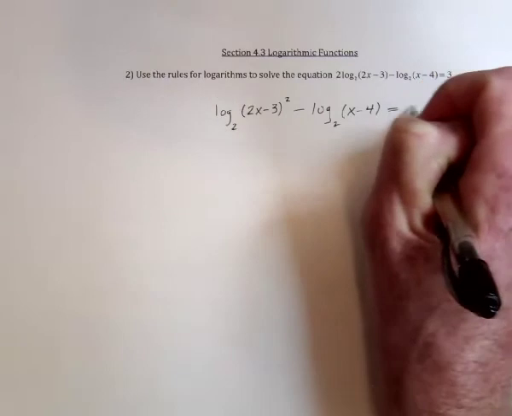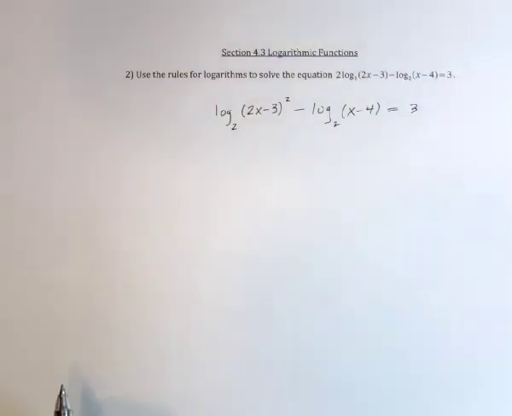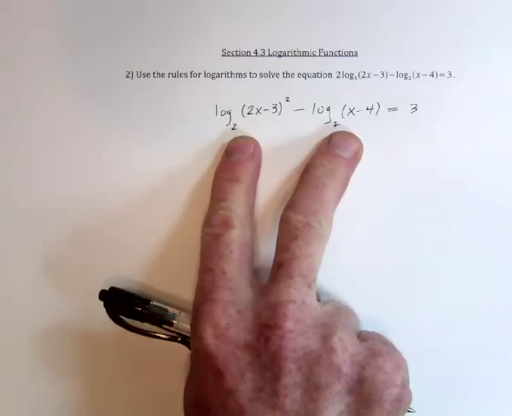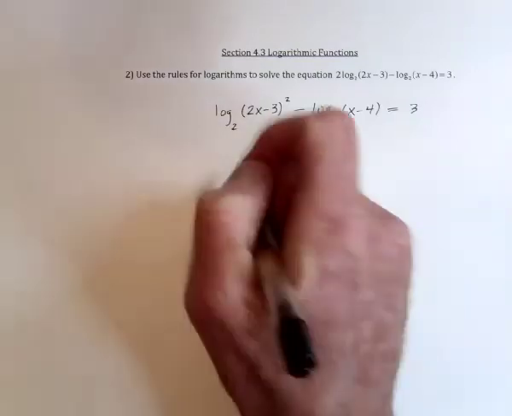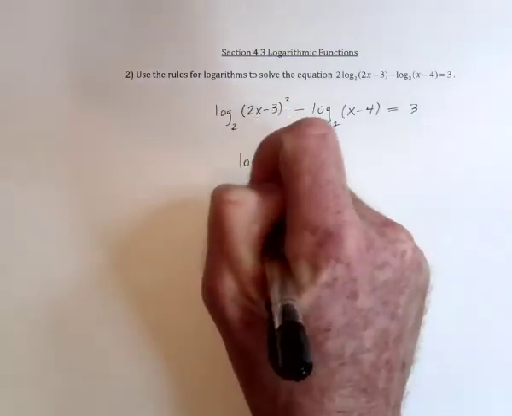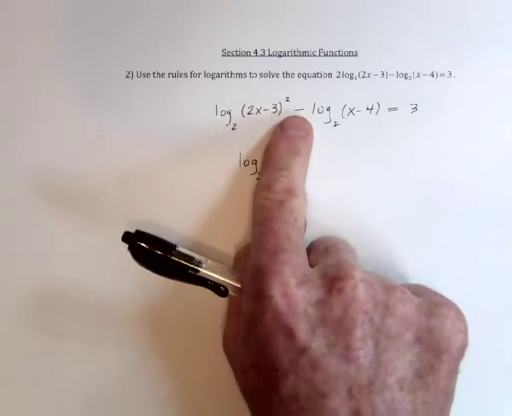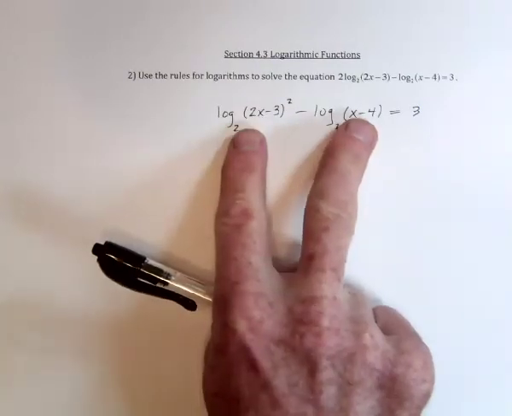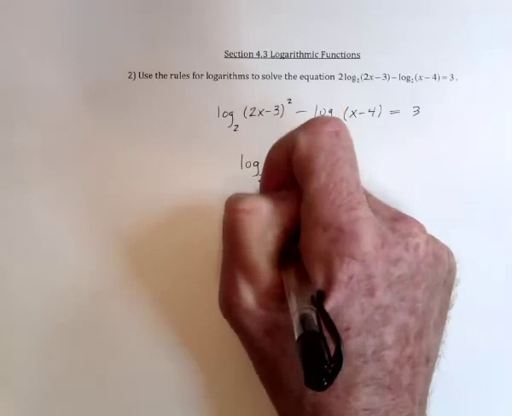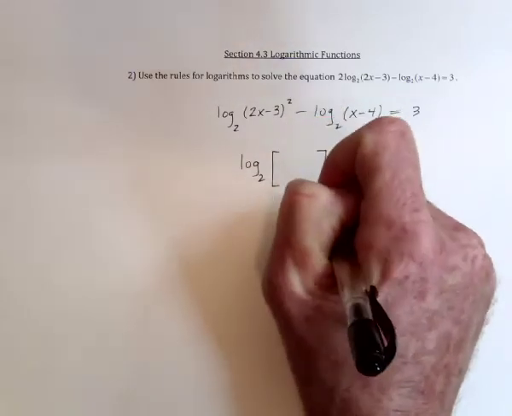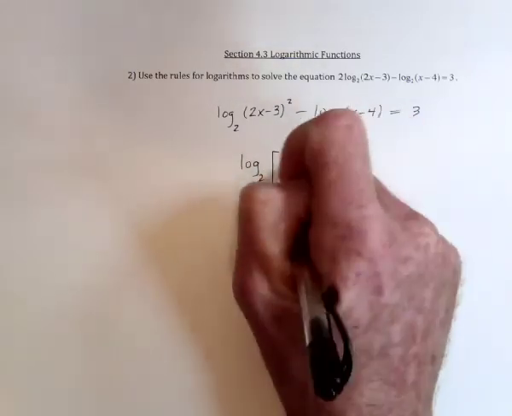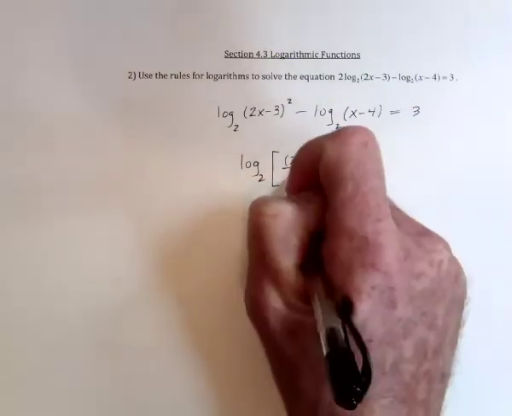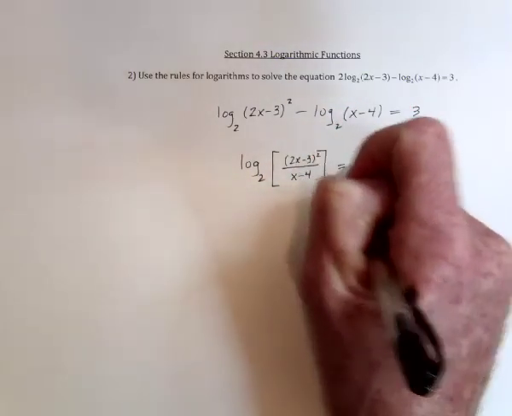And then the next thing to do is combine the two logarithms. Since they both have a base of 2, they can be combined to one logarithm that says base 2. Because this is subtraction, then what I do is divide the arguments. So it's going to be inside of the logarithmic function, there's now a fraction with 2x minus 3 squared on the top and x minus 4 for the denominator.